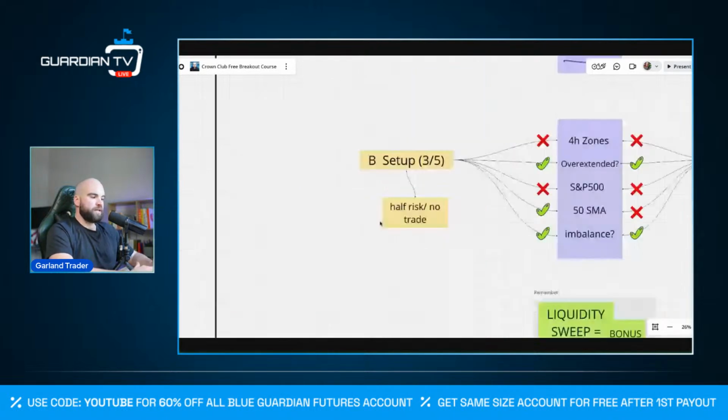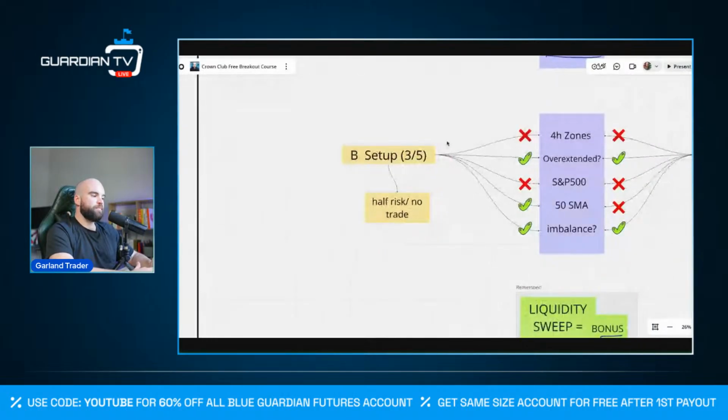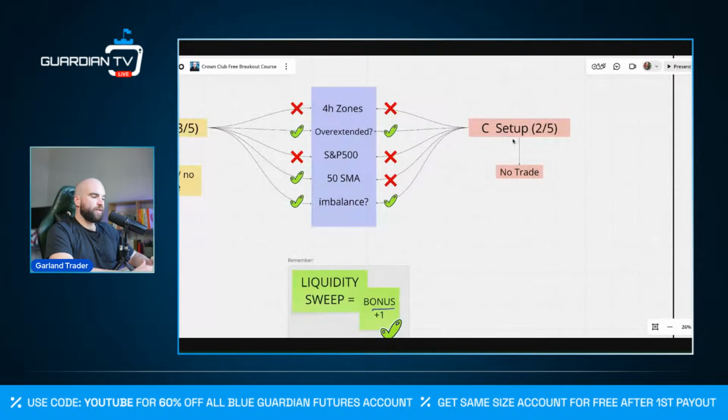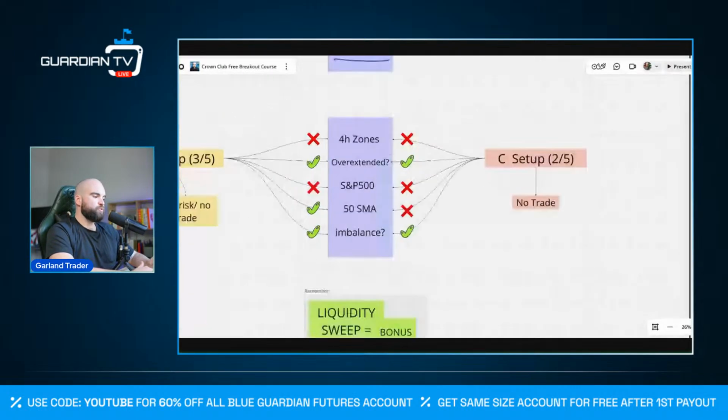A B setup is when there are 3 out of the 5 confluences. It's still a valid trade. But if you are currently in a losing streak, you might want to sit out if it's a B setup. But if you are doing okay and you've got some buffer on your account, you can take it with half risk. Then if it's a C setup, you've got 2 out of the 5 confluences or less, so you would not trade that. There's also a bonus, which is the liquidity sweep.